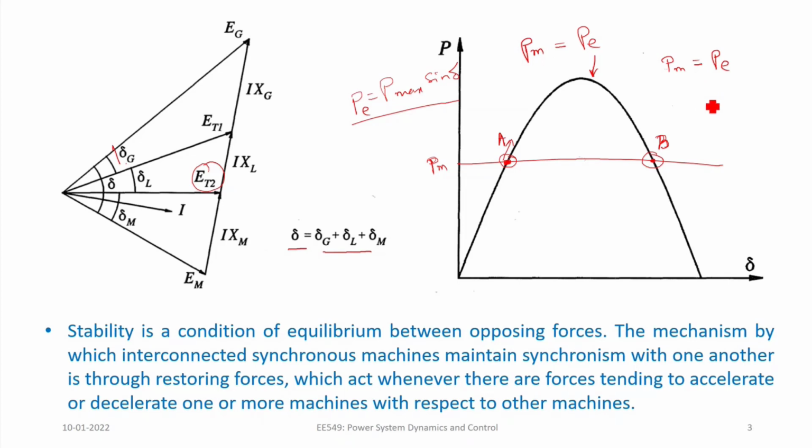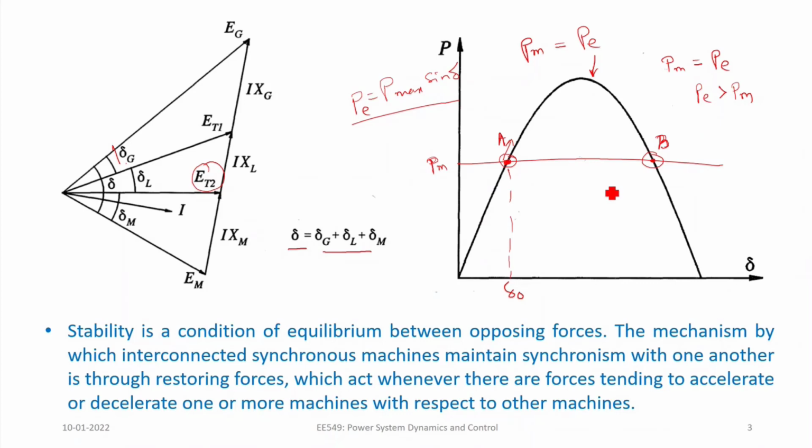Now your mechanical load is decreased. Okay, so now what will happen? Your Pe will become greater than Pm, right? So as soon as P becomes greater than Pm, there will be an acceleration at this point. This is, let us say, delta naught, that is the initial or equilibrium operating point.